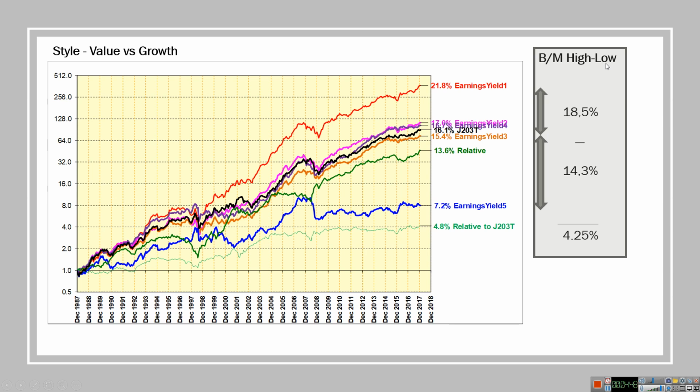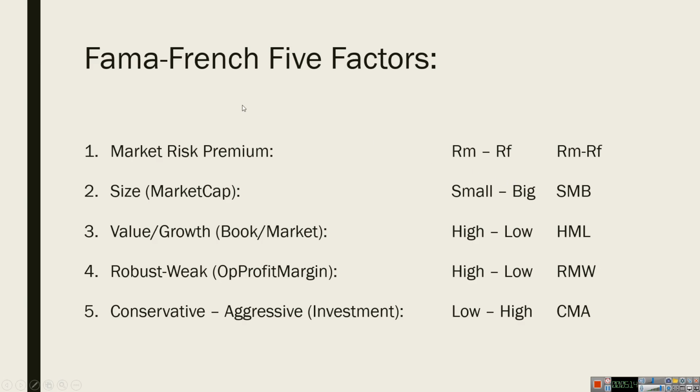And then the low book to market portfolios will be the ones we've got here in 5 and 4 and half of 3, and that's giving 14.3, sort of on average somewhere over here. And that minus that, they report this statistic over here. 4.25% would be their factor for their book to market, their value versus growth factor, as they would call it. So with that in mind, let me show you what we did.